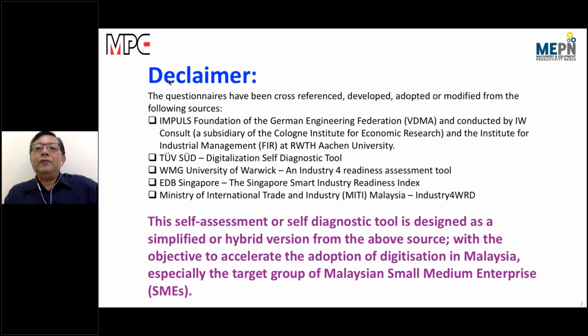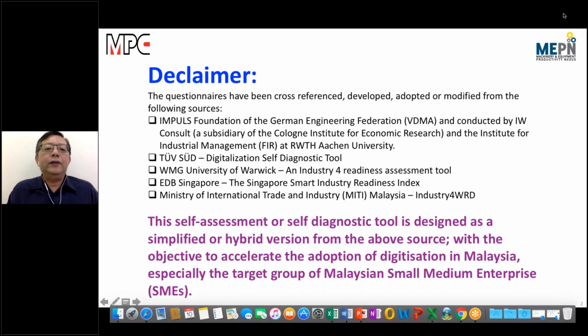So the objective is very clear on why we need to do this. This self-assessment tool, or self-diagnostics tool, is designed as a simplified or hybrid version of the above sources, with the objective to accelerate the adoption of digitization in Malaysia. Especially our target group is Malaysian SMEs, small and medium enterprises, or what we call PKS in Bahasa Malaysia.